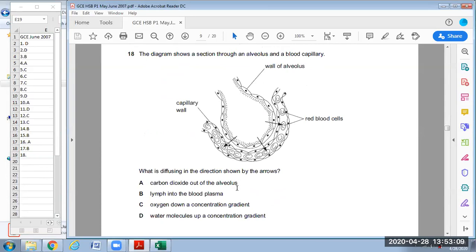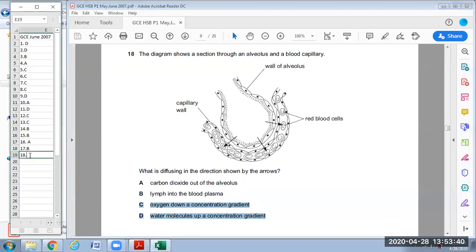The diagram shows a section through an alveolus and a blood capillary. What is diffusing in the direction shown by the arrows? Okay, so it's leaving the alveolus, entering the blood capillary. So which gas enters the red blood cell? Oxygen. Very good. C. One person answering and the rest, I don't know.